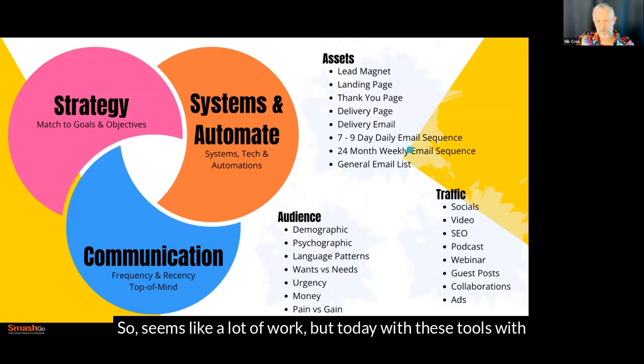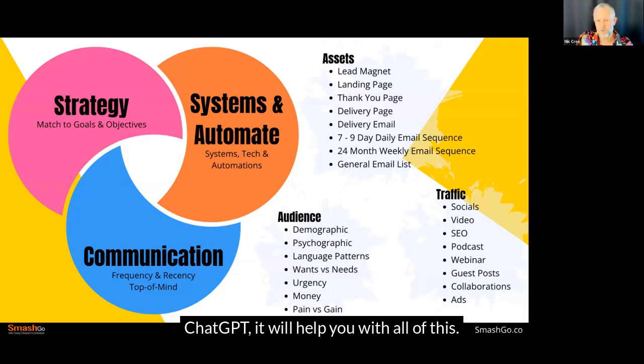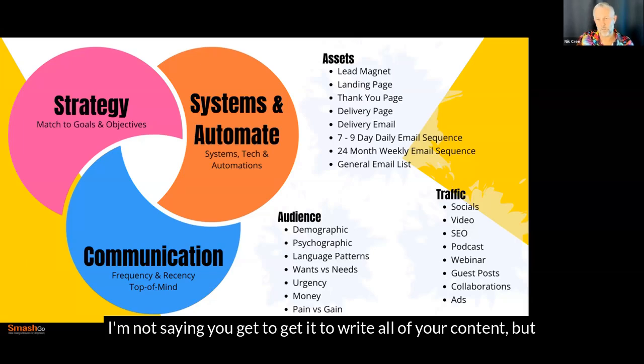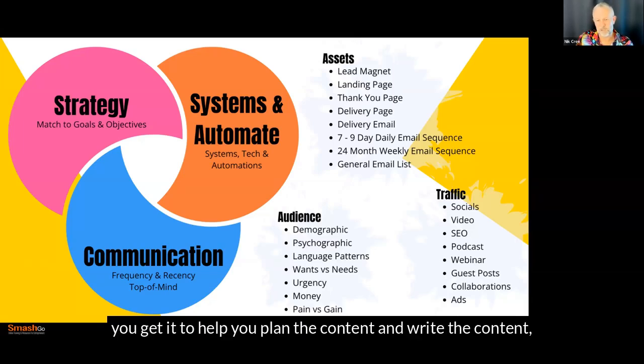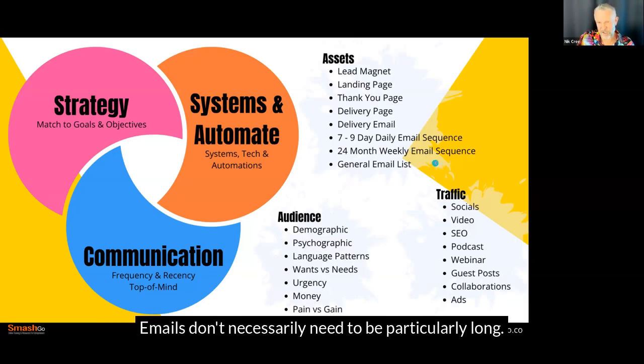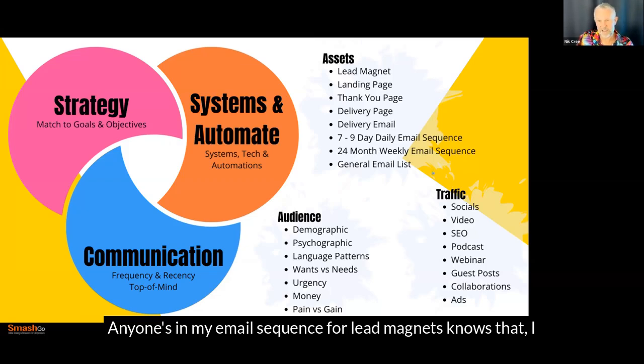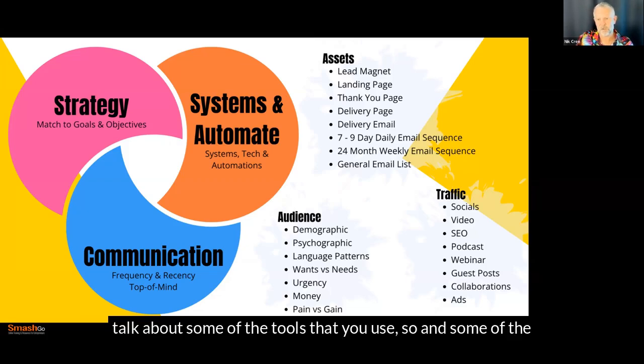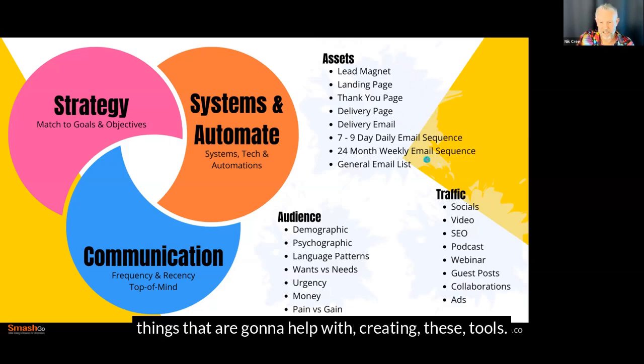So it seems like a lot of work, but today with these tools, with ChatGPT, it will help you with all this. I'm not saying you get it to write all of your content, but you get it to help you plan the content and write the content. Emails don't necessarily need to be particularly long. Anyone that's in my email sequence for lead magnets knows that I talk about some of the tools that you use, and some of the things that are going to help with creating these tools.